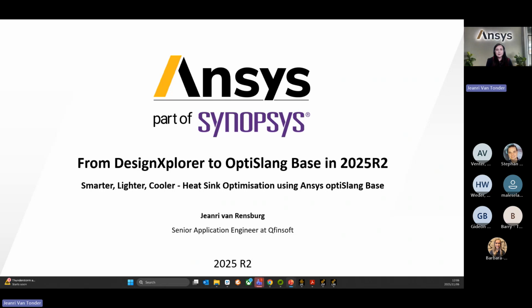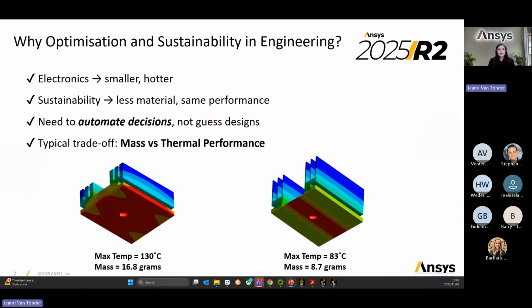Before jumping into optiSLang and optimization, I just quickly want to talk about why this topic actually matters. Firstly, as you may already be aware, electronics are just getting smaller, more compact, and hotter every day. And we don't always have the luxury of using big heat sinks in these kinds of applications. Secondly, sustainability targets are pushing us to use less material while still maintaining the same performance or even better performance in some cases.